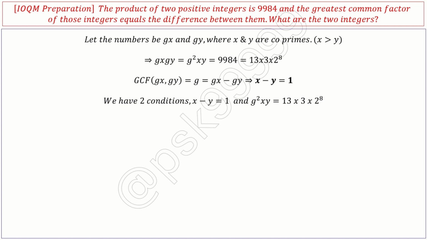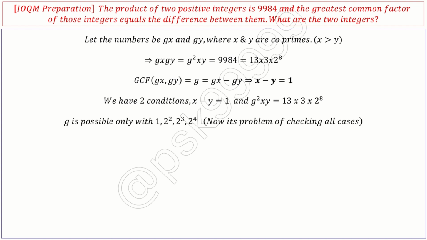x minus y equal to 1, and of course the product of the numbers is 13 into 3 into 2 to the power of 8. You can consider that as the other condition, right? So now G is possible only with 1, 2 square, 2 cube and 2 to the power of 4. What is the meaning of this one? You understand carefully.